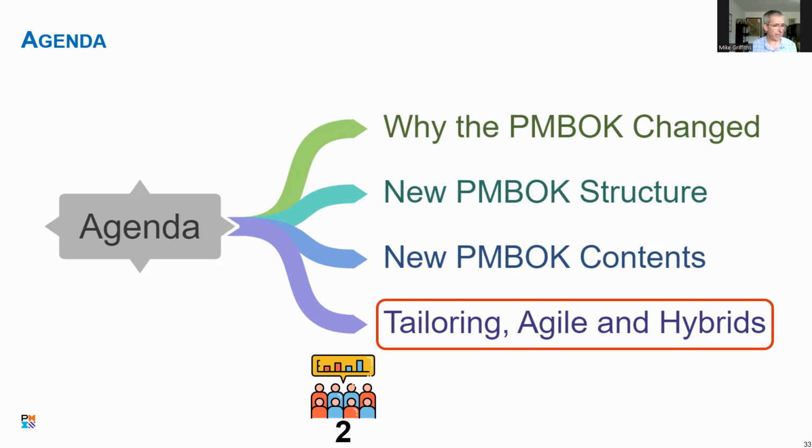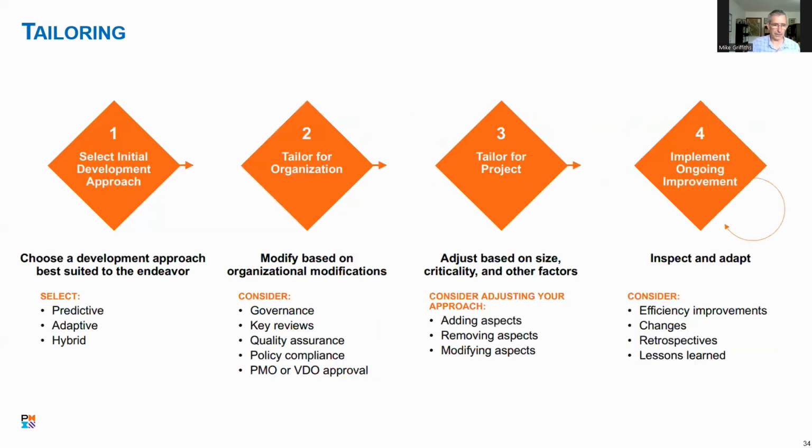So let's talk about tailoring, Agile, and hybrids now. In the 7th edition, we talk about this 4-step tailoring process, right? Where the first step is to select the initial approach, whether it's predictive, adaptive, or hybrid. In other words, whether it's traditional, more waterfall inspired, whether it's agile, or whether it's some combination of the two.